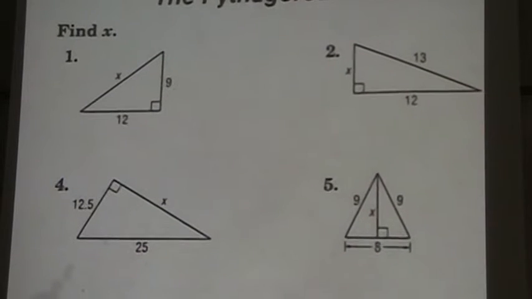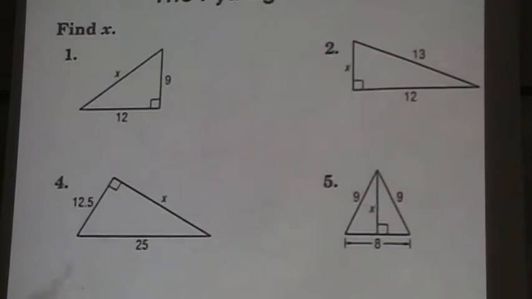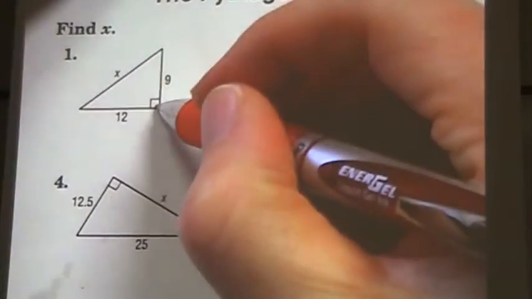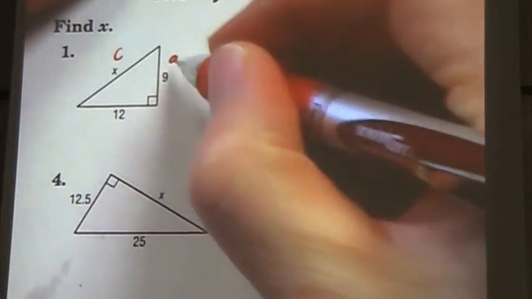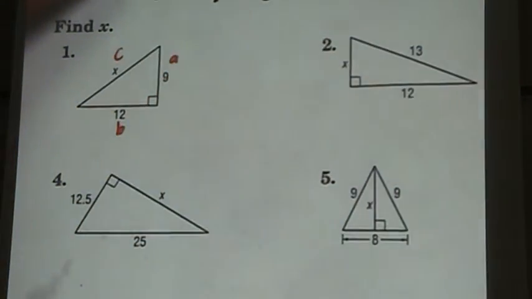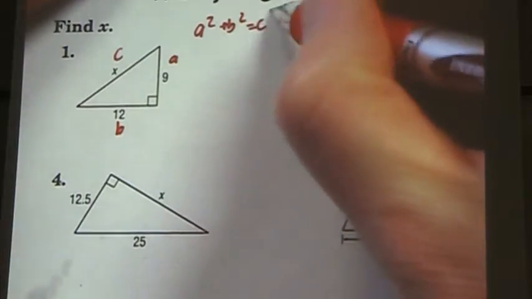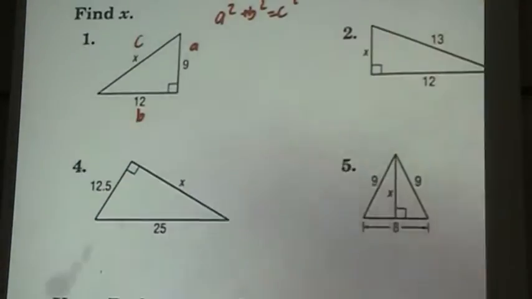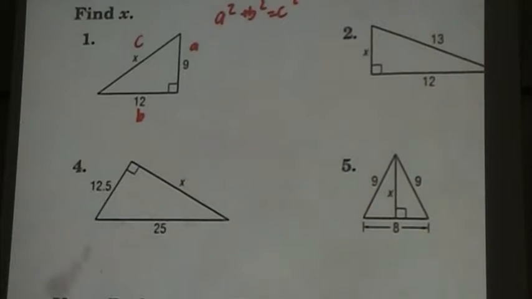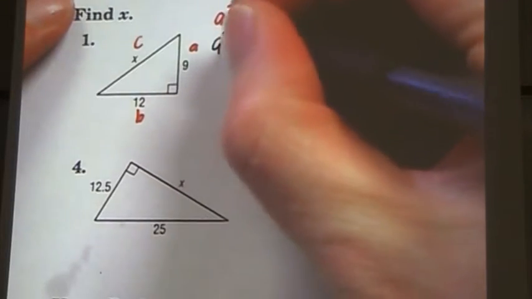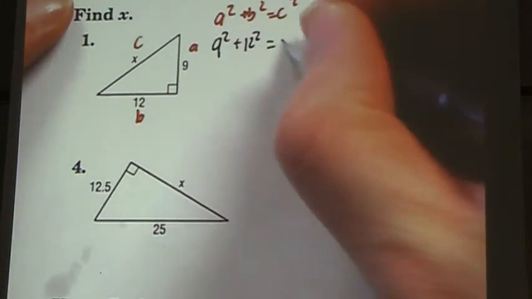So first one, we've got Pythagorean theorem. Across from the 90 is your C. A, B have to be the leftover guys. Pythagorean theorem, a squared plus b squared equals c squared. And we will just put our values in the formula. So we have 9 squared plus 12 squared equals x squared.